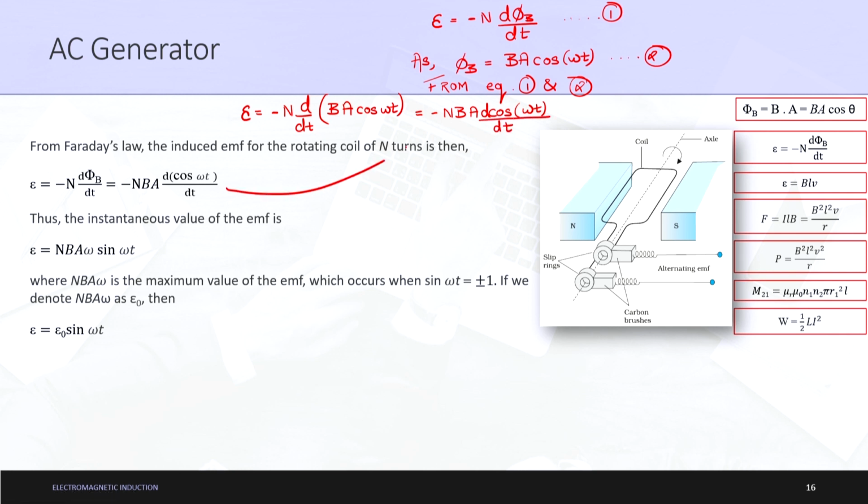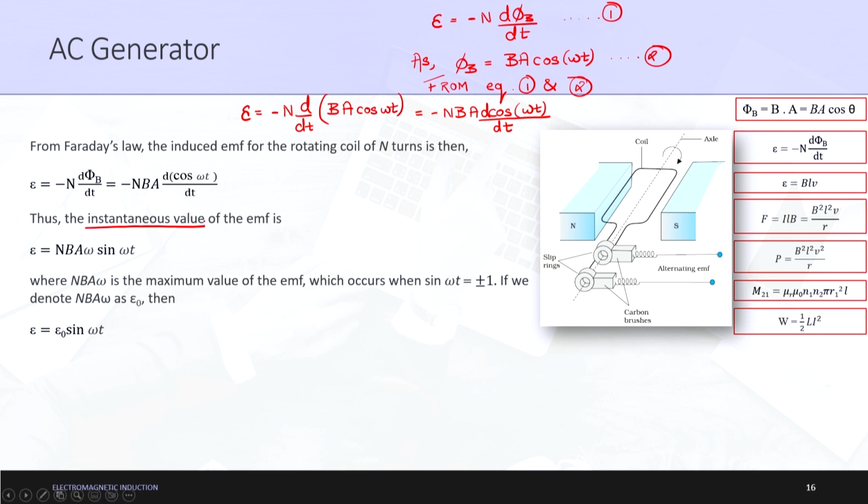Hence, we get the same formula involved here, that is minus epsilon is equal to minus N B A into d by dt of cos omega t. Now, it is already known that d by dt of cos theta is equal to minus sin theta, and hence this concept is being used here. Therefore, please make sure of this term here, it is written as the instantaneous value of EMF.